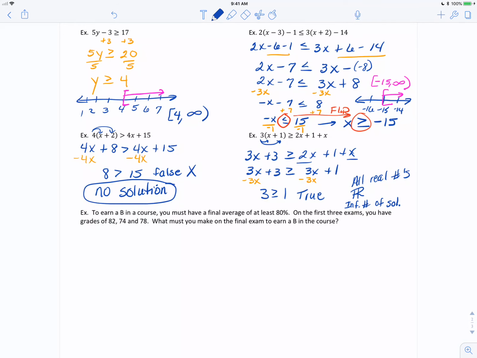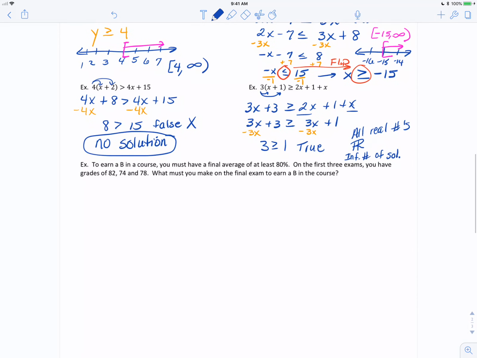Okay, so let's try one word problem here real quick. This is something you need to know as a college student, right? What do I need to make in order to get a certain grade in the course? It's something that I get asked so many times at the end of the semester. So here you're going to learn how to do it. To earn a B in a course, you must have a final average of at least 80%. On the first 3 exams, you've earned grades of 82, 74, and 78. What must you make on the final exam to earn a B in the course?